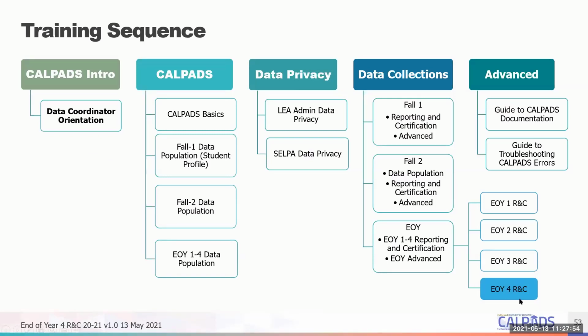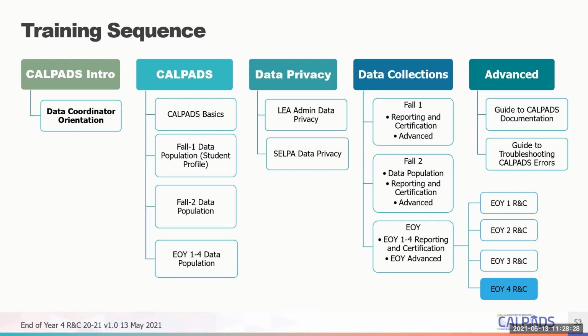We've moved this slide to talk about the training sequence because we could help you plan future trainings, right? So if you are a SEDS data coordinator, it may be beneficial to go to end of year 3 as well, because there's discipline data that's pertinent to students with disabilities that you should be reviewing, and your SELPA is going to have to certify end of year 3. So end of year 3 and 4 require SELPA certification.